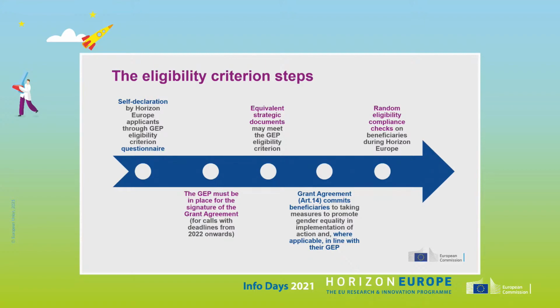When you sign the grant agreement, you commit to taking all measures to promote gender equality in the implementation of the action. That's the same thing as in Horizon 2020, but in addition, it should be aligned or coherent with your gender equality plan. And there will be random eligibility checks in the duration of the program. We are currently devising how we will proceed with those.